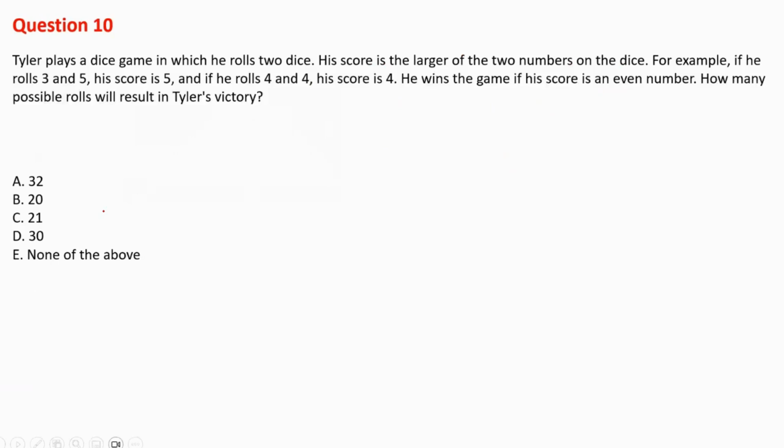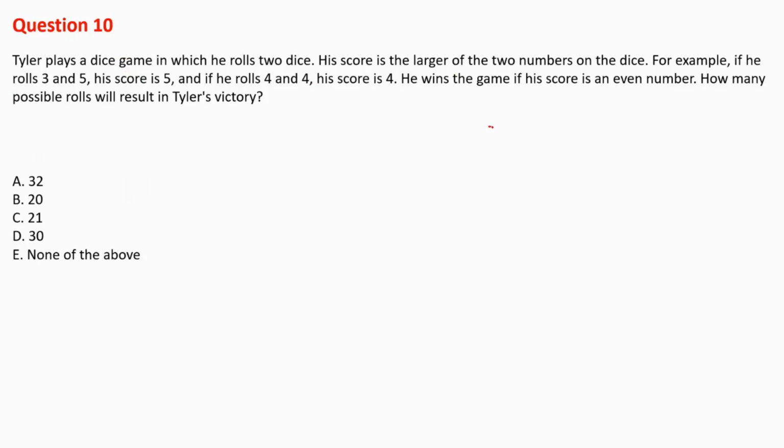Moving on to the last question for our class. Tyler plays a dice game in which he rolls 2 dice. His score is the larger of the 2 numbers on the dice. For example, if he rolls 3 and 5, his score is 5. If he rolls 4 and 4, his score is 4. So basically, out of the 2 dice, whatever is the larger one, that's his score.